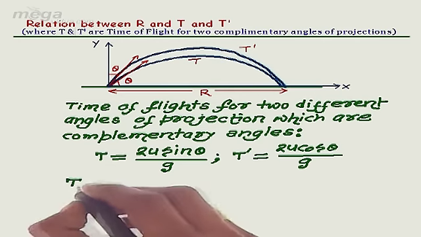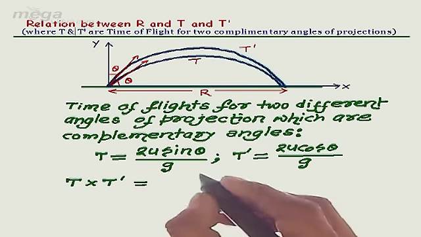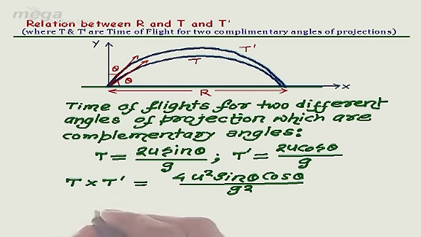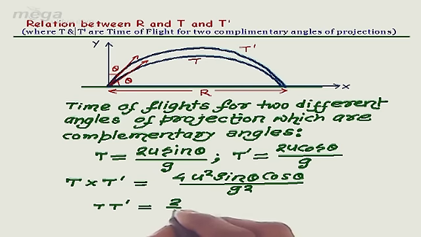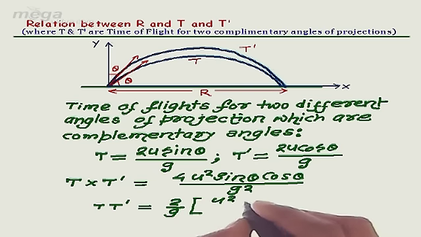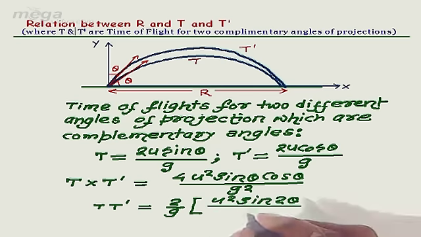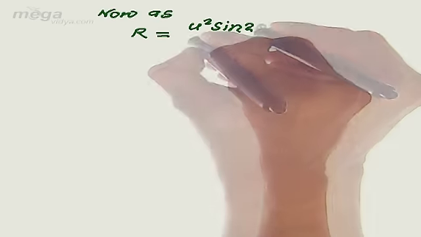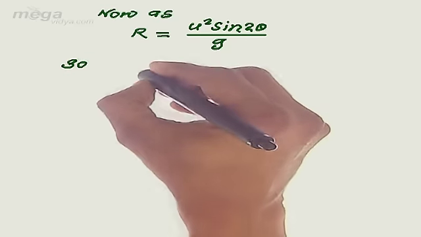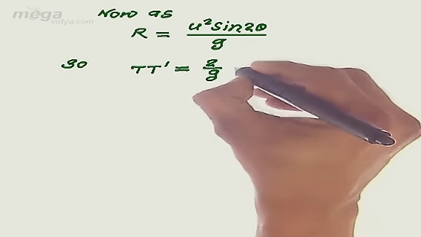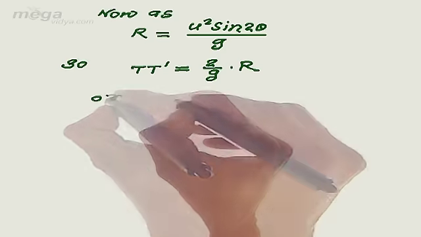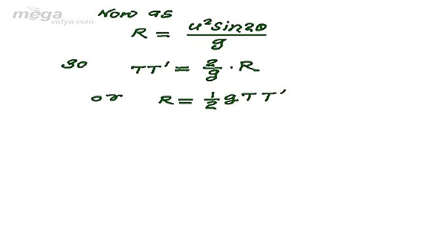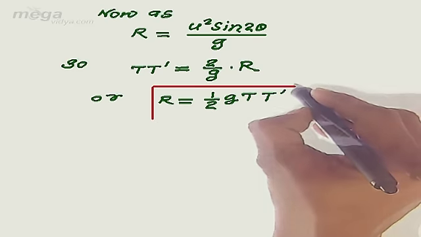Now, if we do T multiplied by T dash, then it comes 4u square sine theta cos theta divided by g square, or T T dash is equal to 2 upon g times u square sine 2 theta divided by g. Now as horizontal range R is u square sine 2 theta divided by g, so that result T T dash equal to 2 upon g multiplied by the horizontal range R, or we can see here that R can be written as half g T T dash, which is the desired result between R and time of flight for two complementary angles of projection.